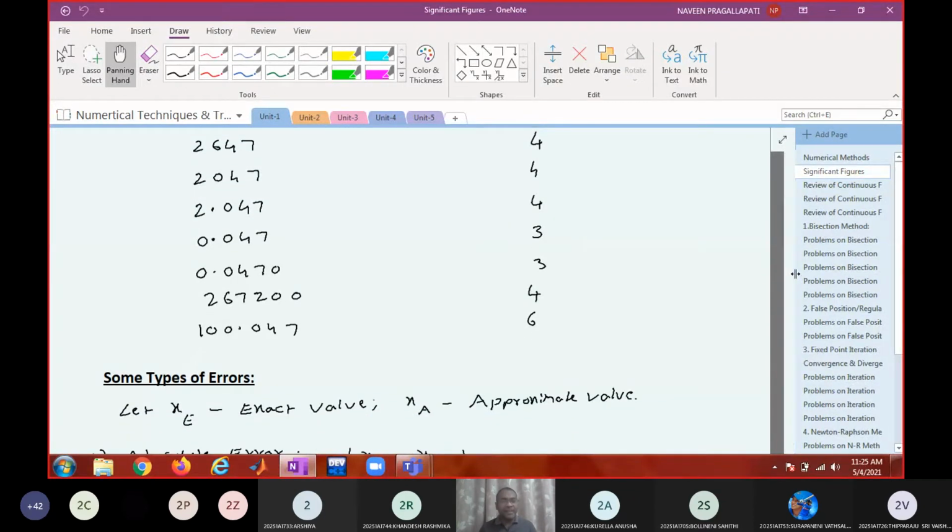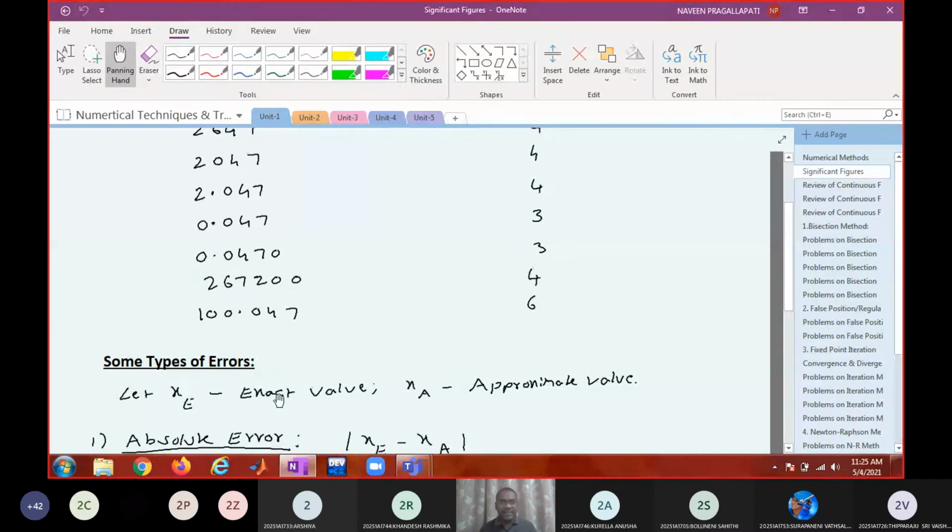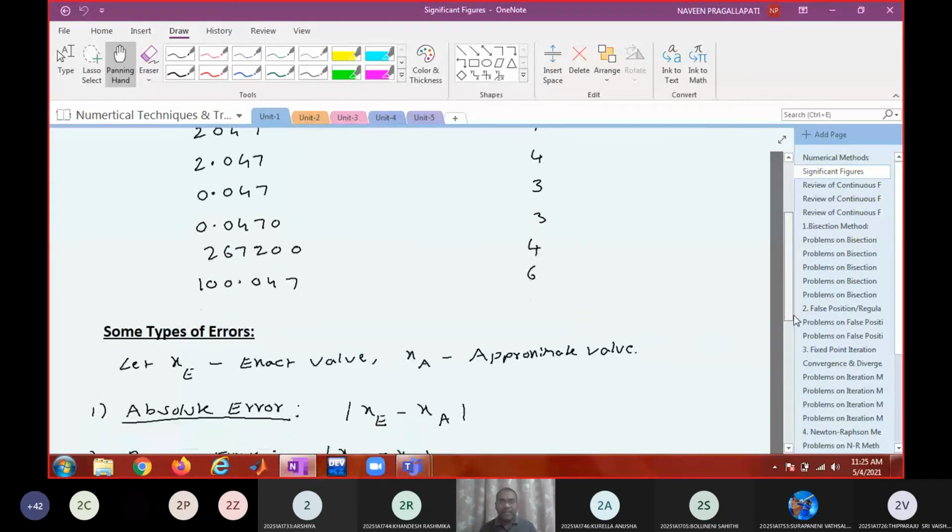And there are some types of errors. Assume that xe is the exact value. Let us say xa is an approximate value of this exact value. Let us say xe is 10 and xa is 9.8. Then what do you mean by absolute error? Absolute error is nothing but the difference between the exact value and the approximate value. So if this is 10 and this is 9.8, what is the absolute error?